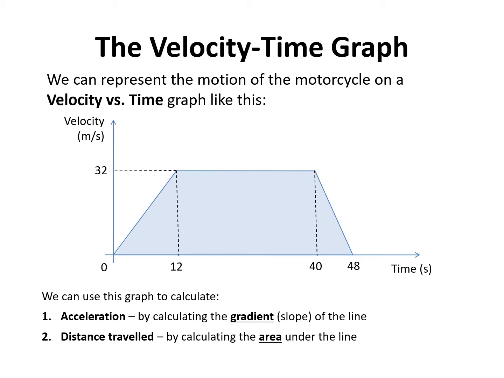The second thing you can calculate is the distance travelled by this motorcycle, and that is calculating the area under the graph. So you'd have to calculate the area of the first triangle, the area of the rectangle, and the area of the third triangle. So first of all, let's look at the acceleration.